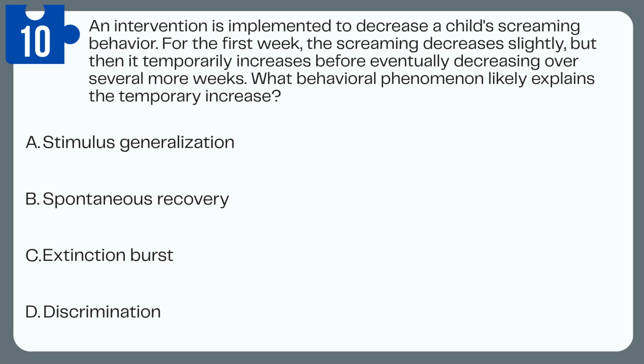Question 10. An intervention is implemented to decrease a child's screaming behavior. For the first week, the screaming decreases slightly, but then it temporarily increases before eventually decreasing over several more weeks. What behavioral phenomenon likely explains the temporary increase? A. Stimulus generalization. B. Spontaneous recovery. C. Extinction burst. D. Discrimination.